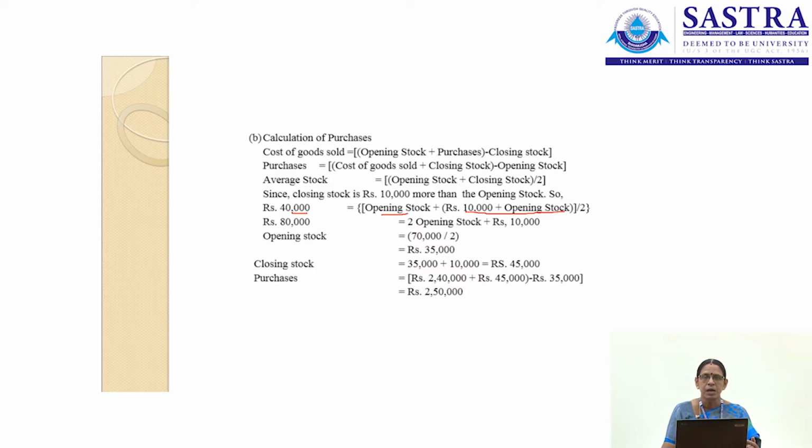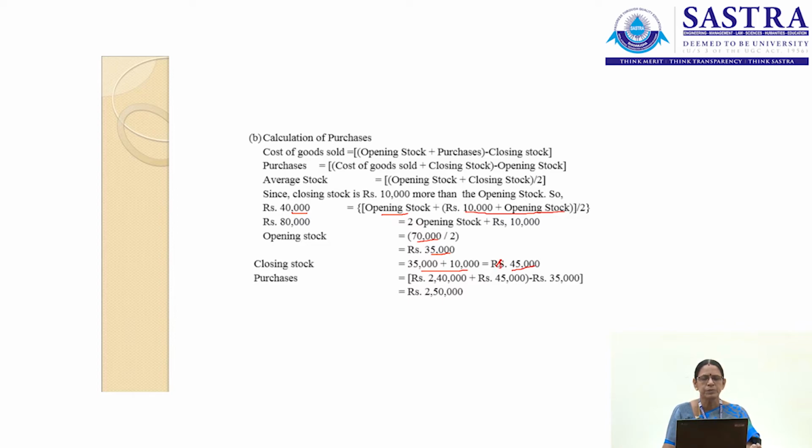We can even take this opening stock as X also. So if we have it as X, it will be 2X plus 10,000. Now opening stock is equal to, this 10,000 is brought to the left hand side, 80 minus 10 will get 70,000 here. Now this 2 will be brought here and this is taken as a division by 2. So 35,000 will be the opening stock. So what is closing stock? As already mentioned in the problem, that is 35,000 plus 10,000 higher. So 45,000 will be the closing stock.